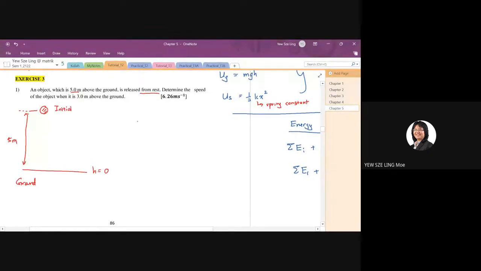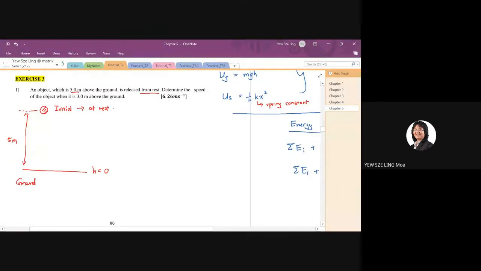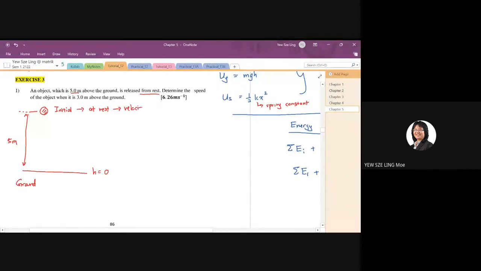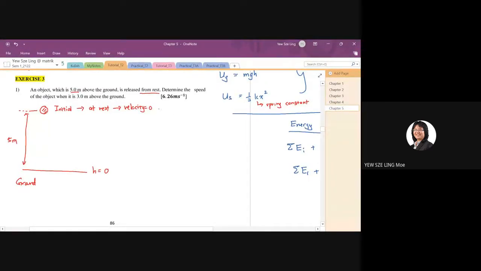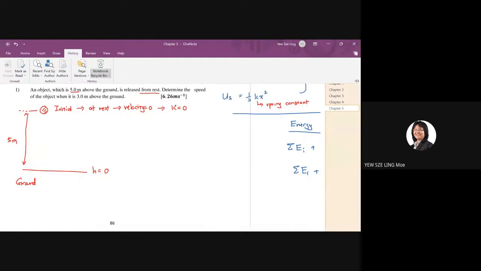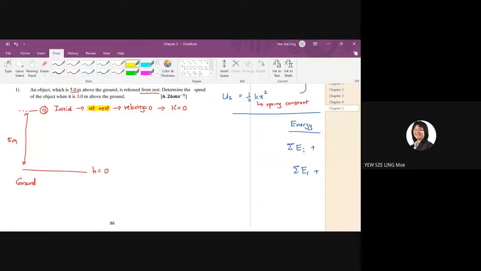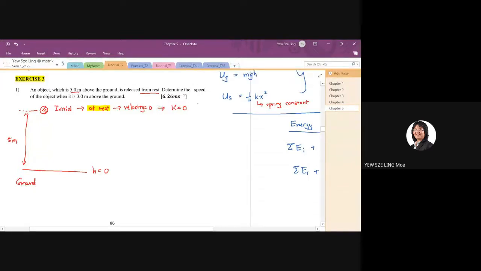At this initial state, what is the information that we have? It tells us our object is at rest. What does at rest mean? At rest means velocity equals 0. If velocity equals 0, then our K equals 0. So from the term at rest itself, it gives us that much information. And then what else? It asks you to determine the speed when the object is 3 meters above the ground, so it hasn't reached the ground yet.